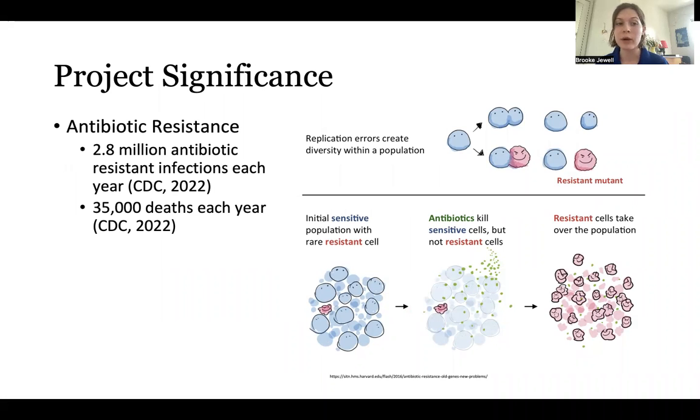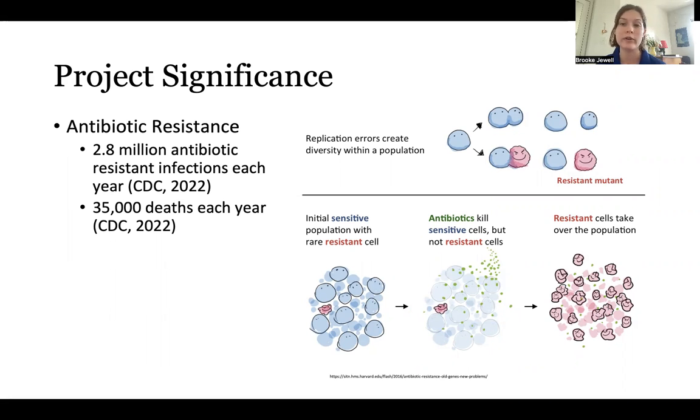important. So as you probably know, antibiotic resistance is a huge problem in the world today. The CDC estimates that 2.8 million antibiotic resistant infections occur each year. And of those 2.8 million antibiotic resistant infections, 35,000 deaths occur.